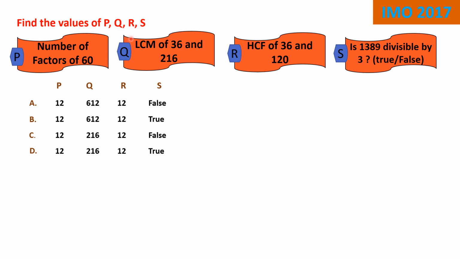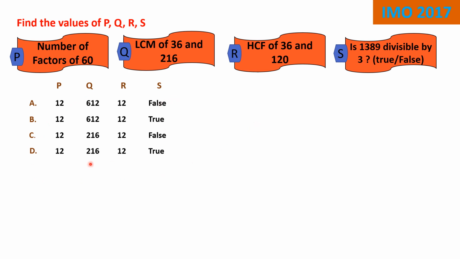Find the values of P, Q, R, S. P is the number of factors of 60, Q is the LCM of 36 and 216, R is the HCF of 36 and 120, S is 1389 divisible by 3, true or false. And these are the options.